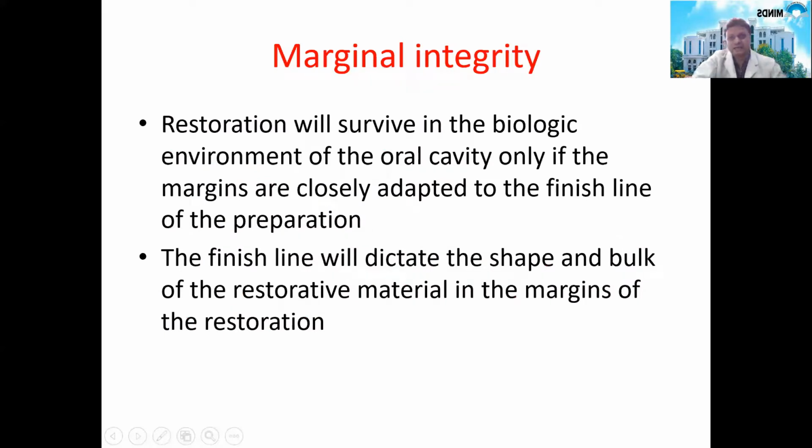Marginal integrity. This is achieved by preparing the margins in such a way that the restoration has close proximity with the finished margin which you have created. The finished margin will dictate the shape and bulk of the restorative material.